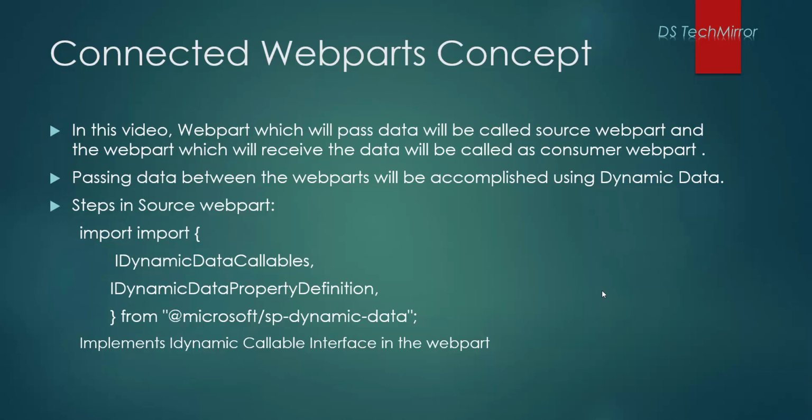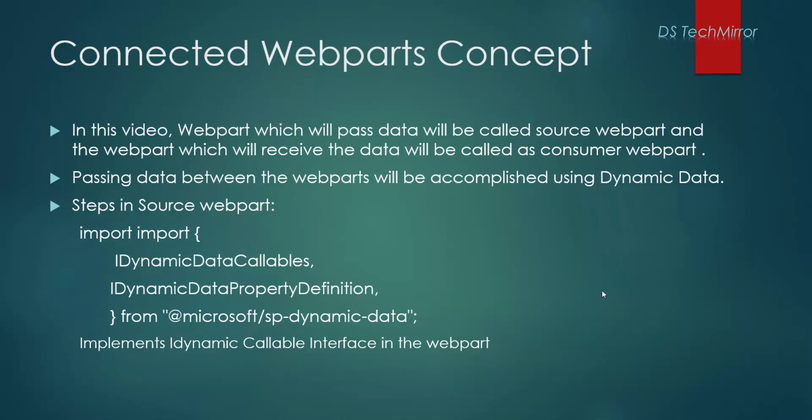In this video, we will be doing a hands-on where we will create two web parts. In one web part, I will be creating a drop-down in which I will populate all the lists and libraries present in my site collection. There would be another web part which would be displaying all the items present in that particular list which I have selected in the drop down.